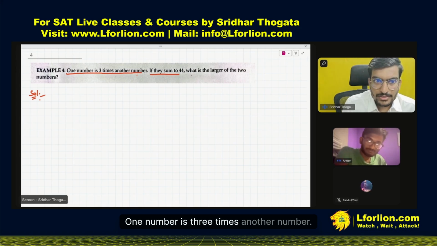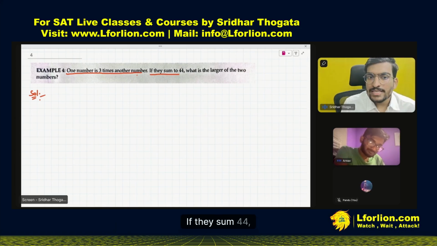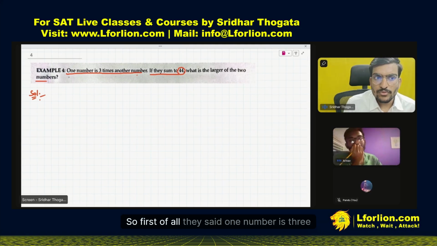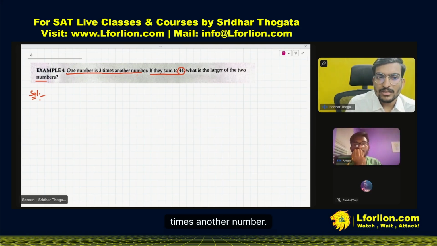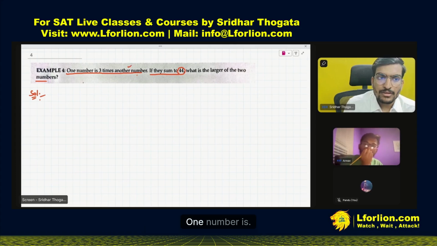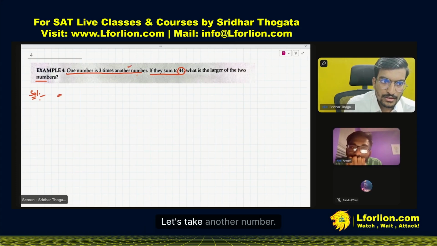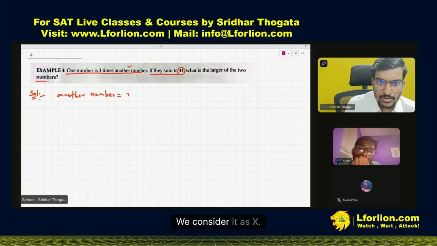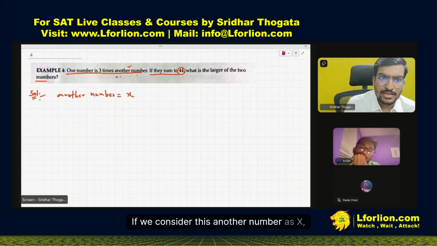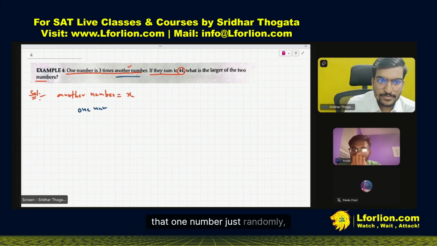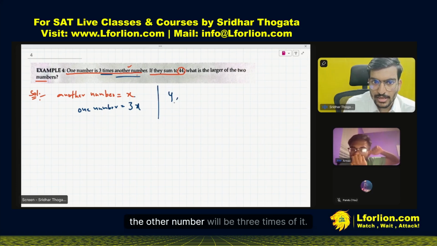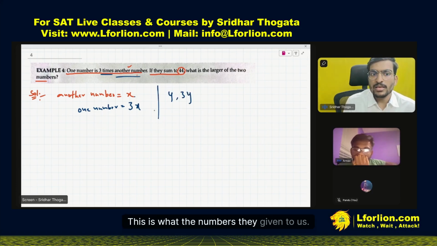Coming to example number 4. One number is 3 times another number. If they sum to 44, what is the larger of the 2 numbers? First of all, they said one number is 3 times another number. What is that another number? We don't know that other number, so we consider it as x. If we consider this other number as x, then the one number equals 3 times the other number, 3 times x. If you take any number, the other number will be 3 times it. This is what the numbers given to us are.